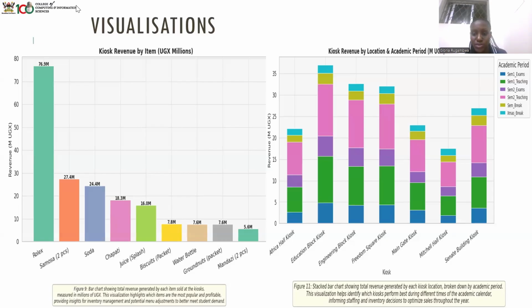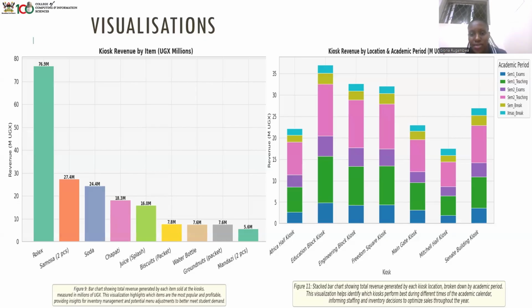And it also shows us the different academic periods. We are able to see that the dark blue represents semester 1 exams. Then green shows the semester 1 teaching period, which is the period from the opening date of the semester up to the exam period. Then we have purple that represents semester 2 exams. The pink shows the teaching period of semester 2.